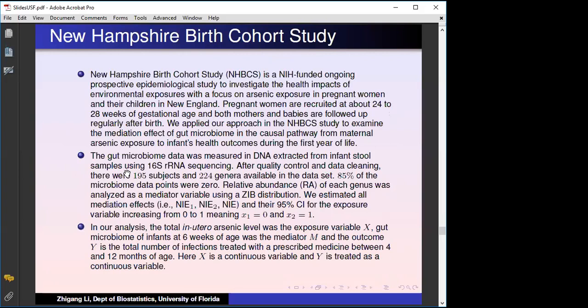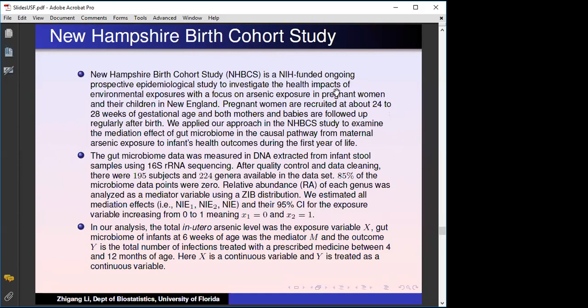So we also applied the method in 2 real studies. The first real study is the New Hampshire birth cohort study. It is a large epidemiological longitudinal study funded by NIH. This study basically studies the environmental exposures, how the environmental exposures have an effect on pregnant women and the children.